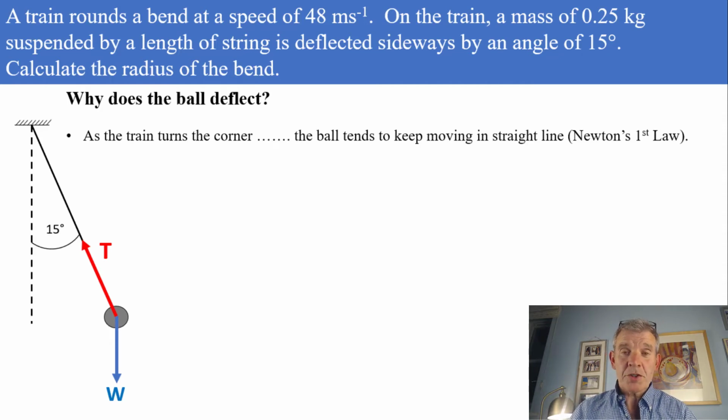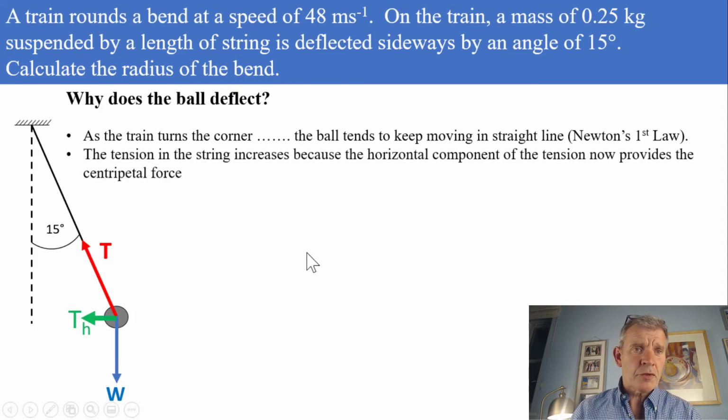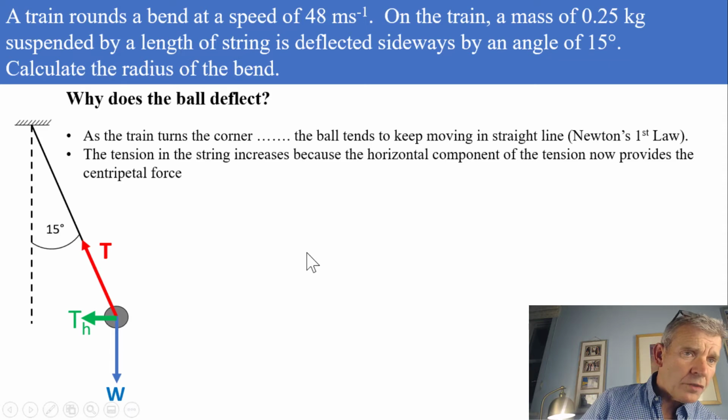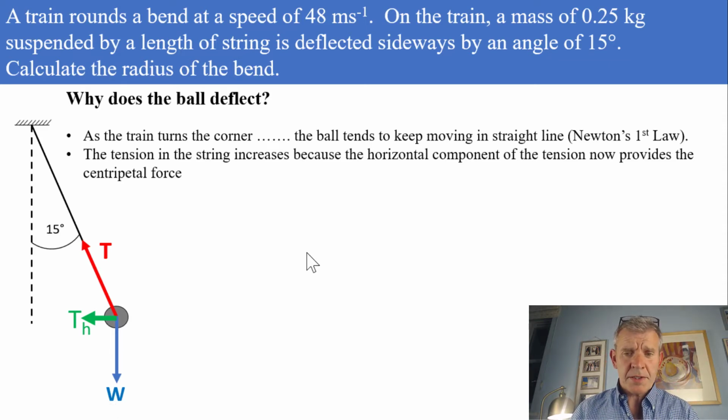Newton's first law of motion, as you all know, says all things continue in a straight line at a constant speed unless an external force acts. As the train takes the corner, the ball wants to continue in a straight line. So that's why there's a deflection. Now, it's the horizontal component of the tension, and I've drawn that there in green on the diagram. Hope you can see that.